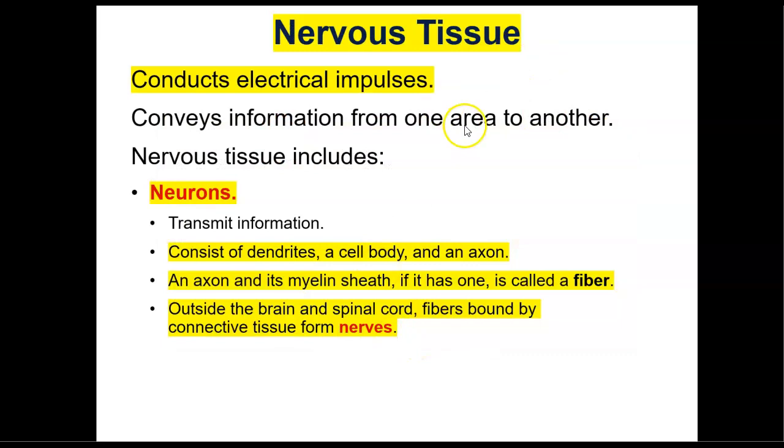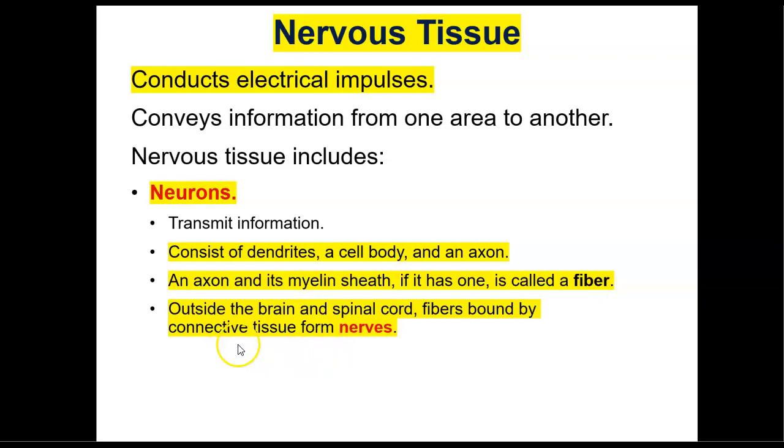All right, for nervous tissue, it is specialized to conduct electrical impulses. Nerve cells are called neurons. A neuron consists of dendrites, which are branching extensions from the cell body that receive impulses, and then an axon, which is the part of the neuron that transmits impulses to a target organ or a target cell or a gland. So axons surrounded by myelin sheaths, which are like insulation, are what we call nerve fibers.